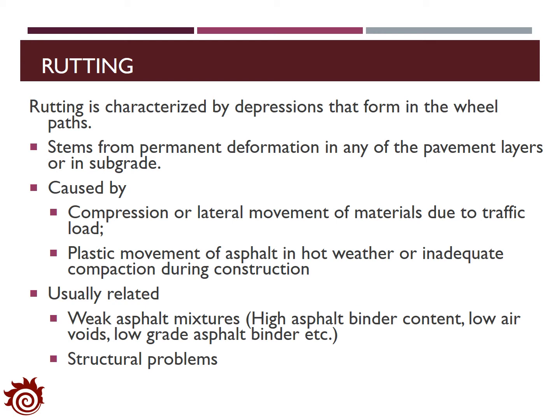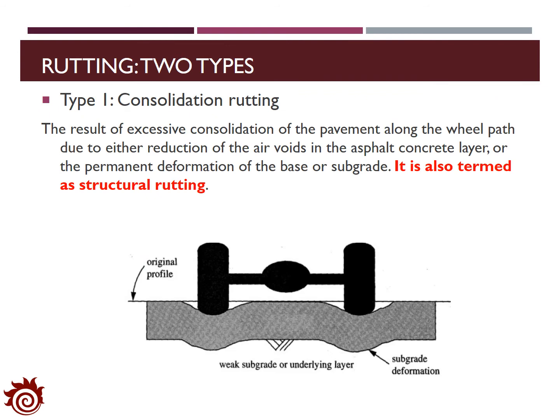Rutting is usually related to a weak asphalt mixture, for example, high asphalt binder content, low air voids, low-grade asphalt binder, and so on. And also, if the pavement structure is not designed properly, it will easily form rutting on the road. There are two types of rutting on roads. The first one is consolidation rutting, which is usually caused by excessive consolidation of the pavement along the wheel path. And this one is highly related to the repeated load on the road.